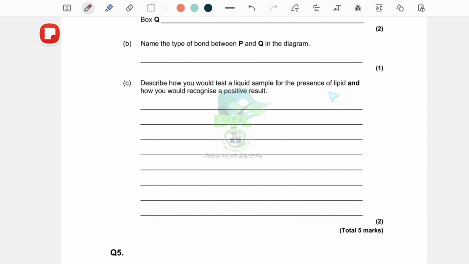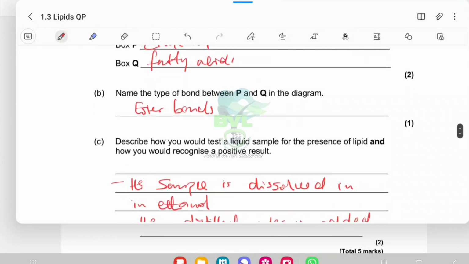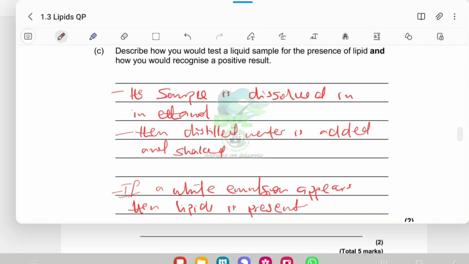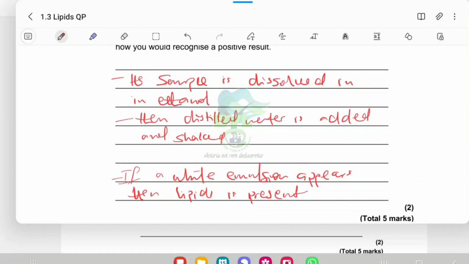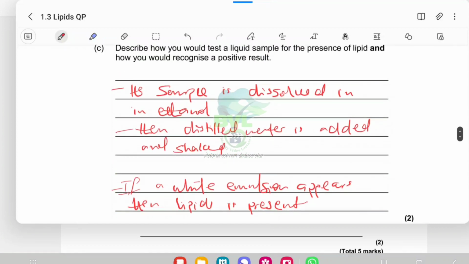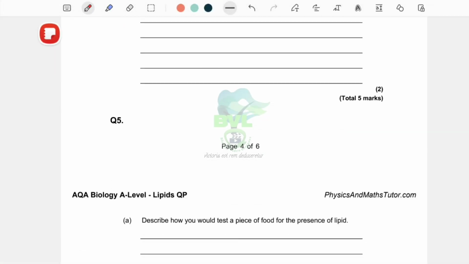Okay, the next question says describe how you would test a liquid sample for the presence of lipid, and how you would recognize a positive result. 2 marks. So when you say 2 marks, I miss no stories. So here you go. The sample is dissolved in ethanol, then distilled water is added and shaken. If a white emulsion, please not precipitate, emulsion appears, then lipid is present in the sample. Just straight to the answer. Okay, this is more like a 3-marker question anyway, but it's okay for you to write this. Like I said, there's nothing wrong with writing more than required so that you have an insurance answer.